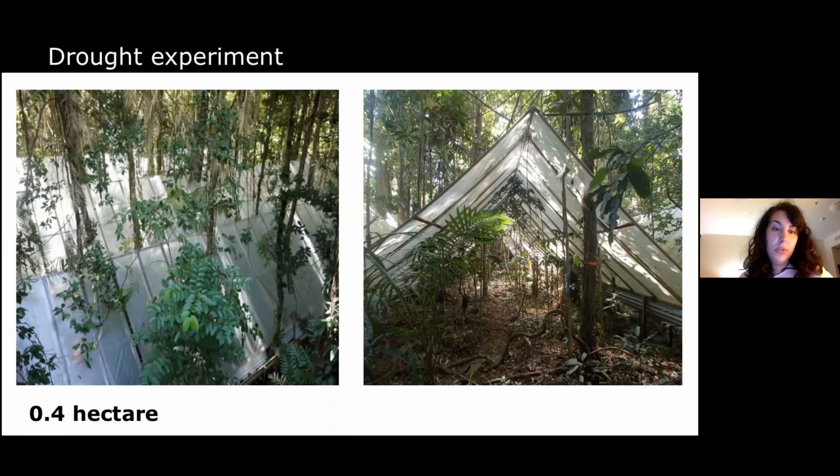As you can see on the photos, the drought experiment consisted of clear plastic panels set up above a large area of rainforest. The plastic panels would prevent the rain from falling on the ground. You would still have a bit of water that managed to reach the ground, but the soil humidity data was showing that roughly 60% of rainfall was prevented from reaching the ground. So it was a good simulation of what increased drought will probably look like in the next few decades.